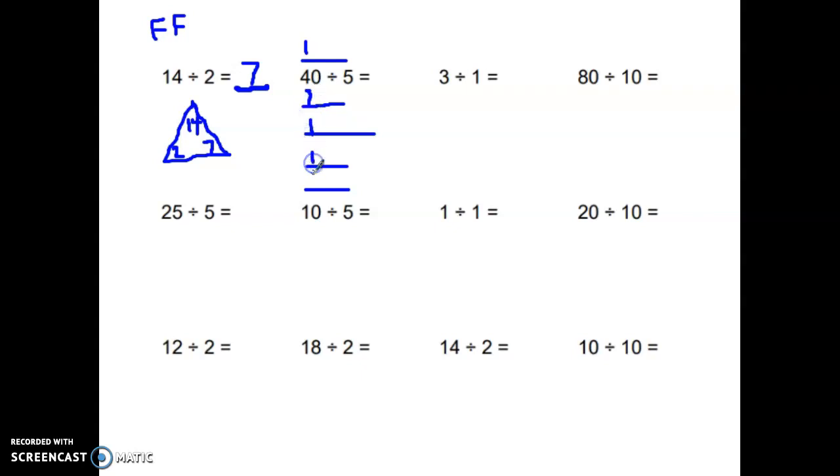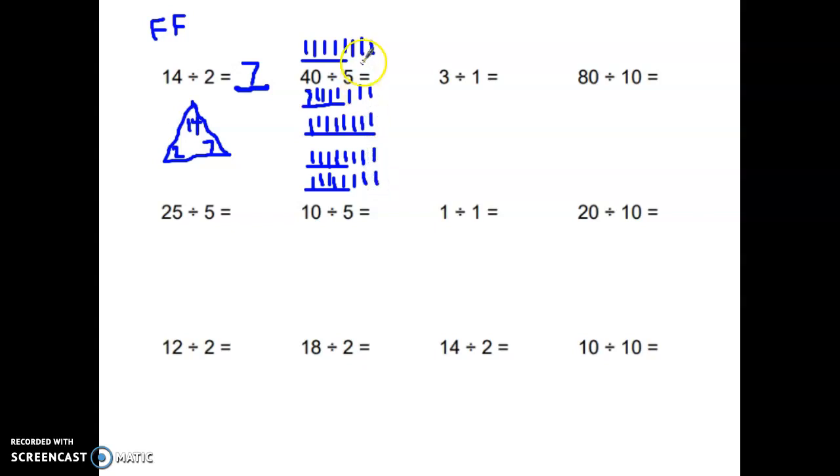1, 2, 3, 4, 5, 6, 7, 8, 9, 10, 11, 12, 13, 14, 15, 16, 17, 18, 19, 20, 21, 22, 23, 24, 25, 26, 27, 28, 29, 30, 31, 32, 33, 34, 35, 36, 37, 38, 39, 40.